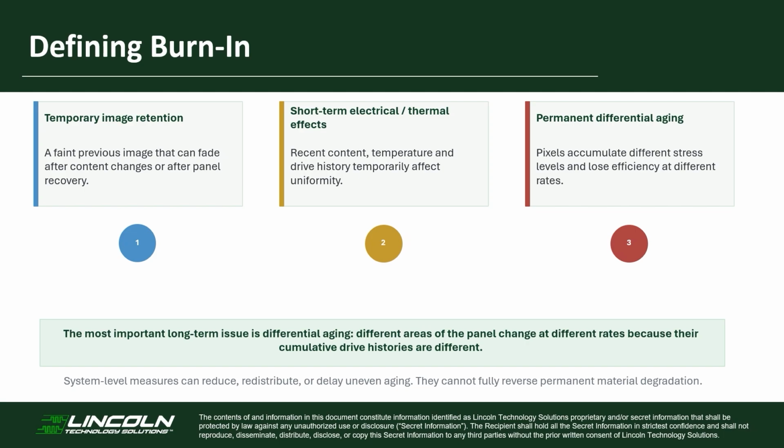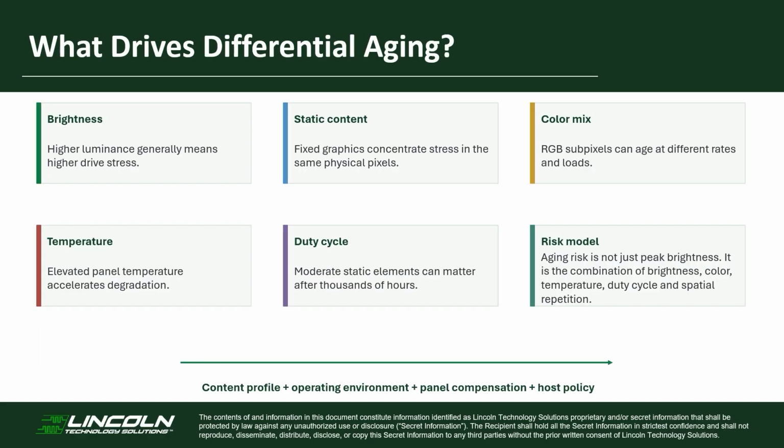So what determines how quickly that differential aging develops? There are 5 primary factors. Brightness matters because higher luminance generally requires greater pixel drive. Static content matters because the same physical pixels carry the load repeatedly. Color matters because red, green, and blue subpixels can operate at different efficiencies and can age at different rates. Temperature matters because elevated panel temperatures can accelerate degradation.